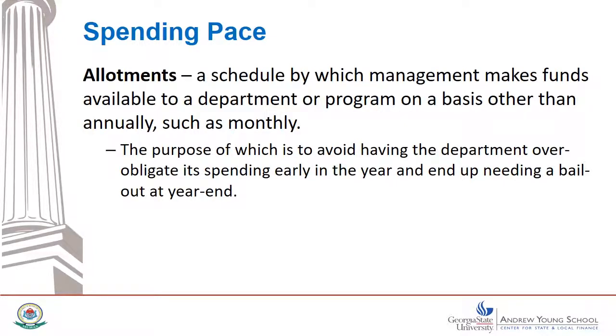An allotment schedule is where management makes funds available to a department or program on a basis other than annually, such as monthly. This means that in January you'd be given only enough to cover expected spending for that month. If you've exceeded that control level, then you'd have to cut spending out of your February budget in order to make up the funds.